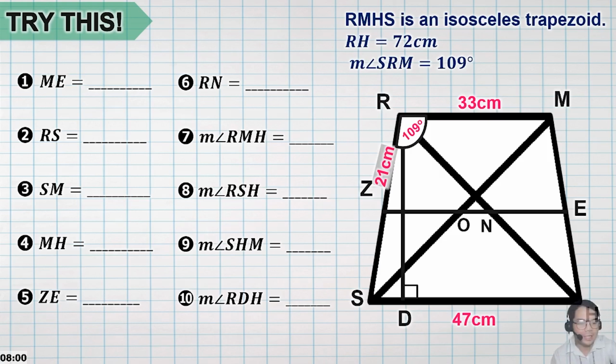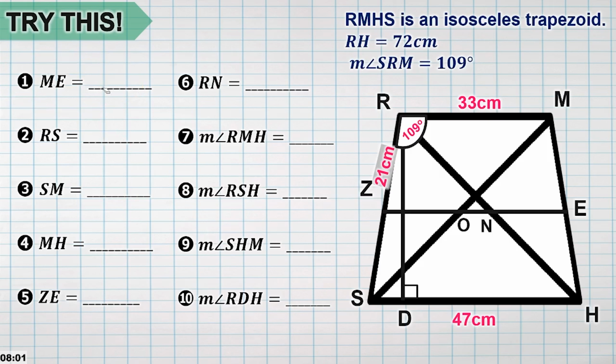Okay, practicein natin. Let's identify the following. Once again, you may raise your hand if you want to answer. We have here isosceles trapezoid RMHS. We have the measurement of RH, ito yung sa mga given. Ang sukat daw nitong diagonal RH natin is 72 centimeters. And the measurement of angle SRM is going to be 109 degrees. Okay, class. First question. Number 1. You may raise your hand if you want to answer.